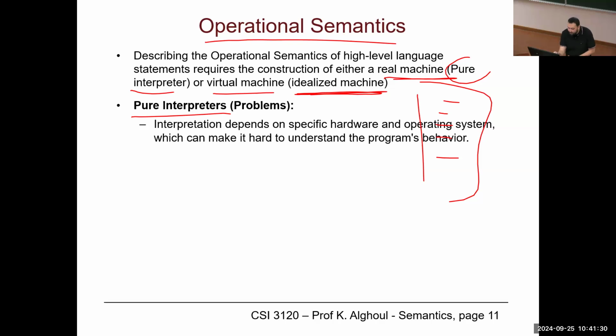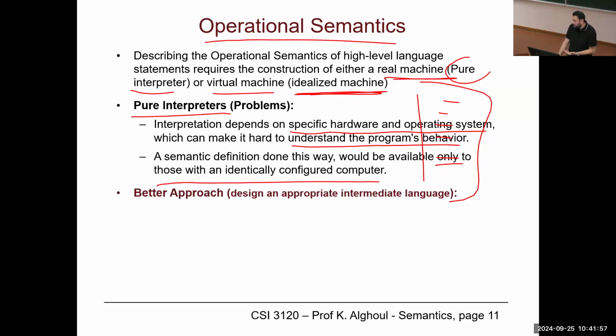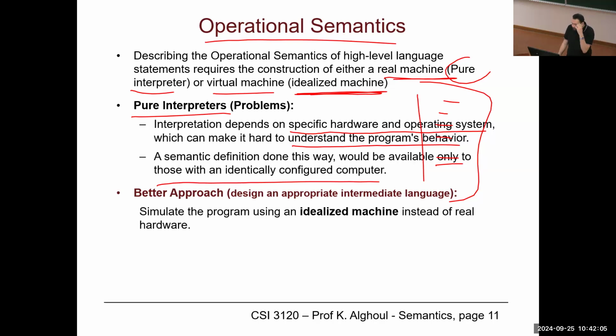That's why interpretation depending on specific hardware and operating system, for example, makes it hard to understand the program's behavior. Why is it hard? Because is this behavior coming purely from the language, or is it because of something related to the operating system? Correct? So a semantic definition done this way would be available only to those with an identically configured computer. So what is a better approach? Usually doing the idealized machine, which is the virtual machine. We need to simulate the program using an idealized machine instead of real hardware.